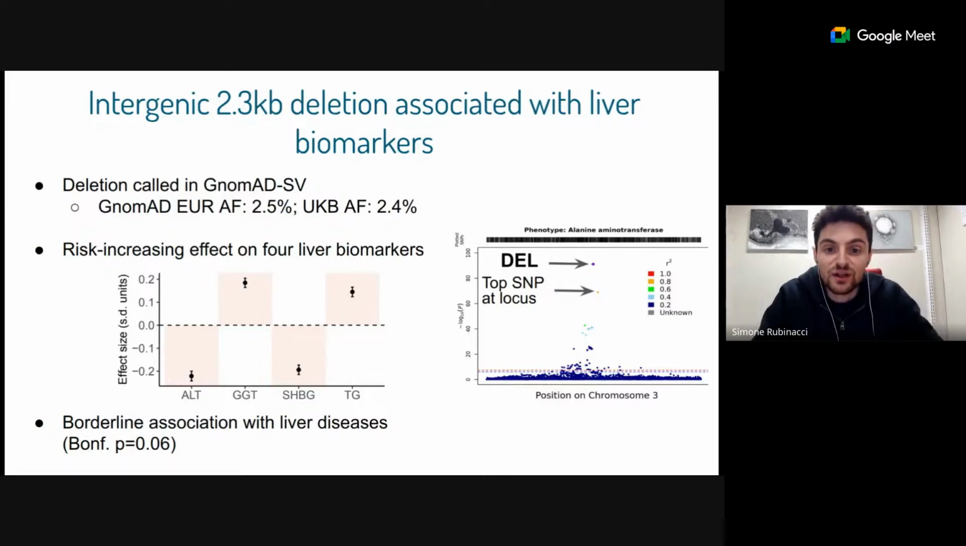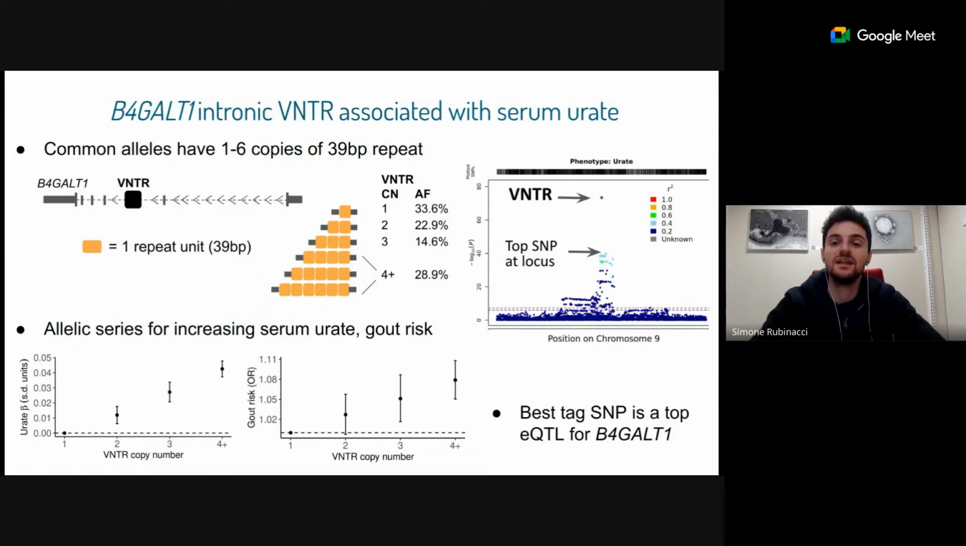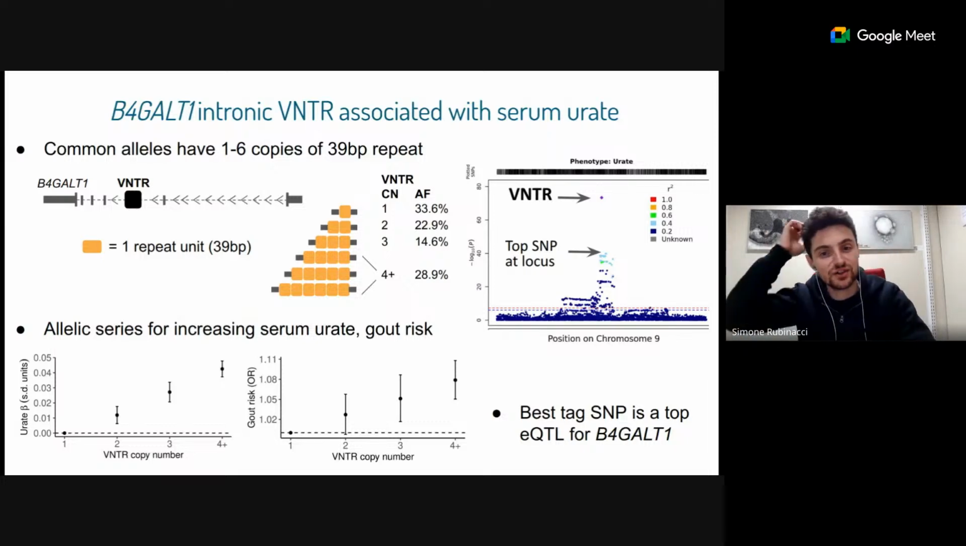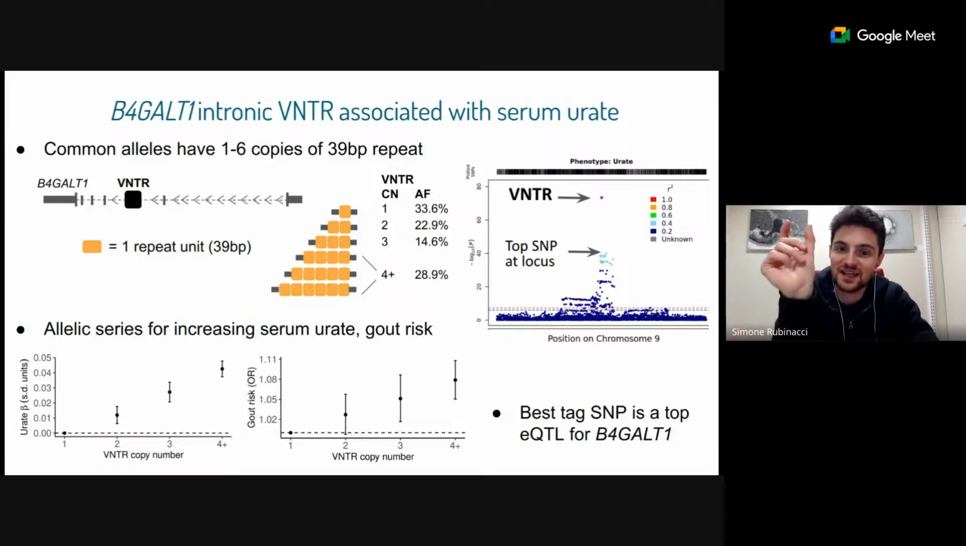Another interesting locus we identified is a VNTR in the second intron before GLT1 on chromosome 9, and it is strongly associated with serum urate levels, a biomarker of diseases like gout. And its association is nearly twice as strong as any nearby SNP indels. So this VNTR has a 39 base pair repeat unit and is extremely variable across individuals, with common alleles having 1 to 6 copies. And these 6 alleles are also visually present in high-resolution assemblies from the Human Pangenome Reference Consortium.